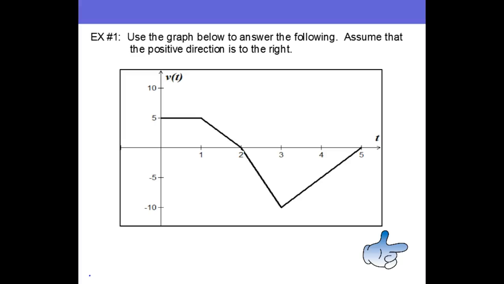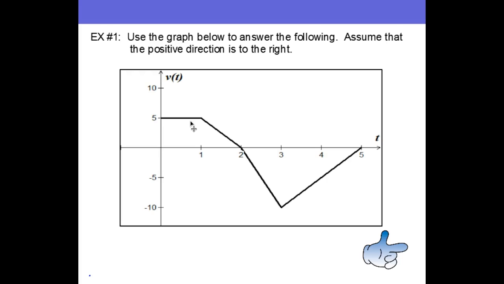In example 1, they've given us a graph of the velocity as a function of time. Now this is different than some of the graphs we've seen in the past where we have distance as a function of time. In those cases, we were able to look at the function and determine that the slope of that function gave us the velocity. But now we've plotted the velocity as a function of time instead.